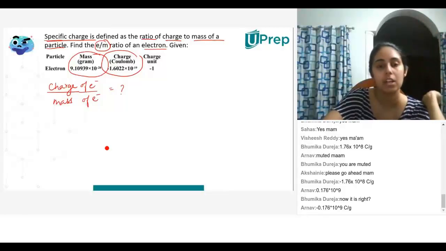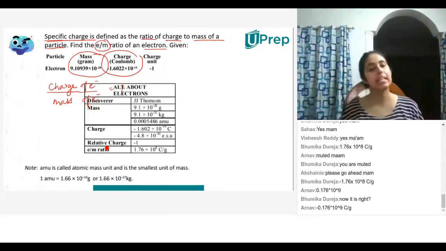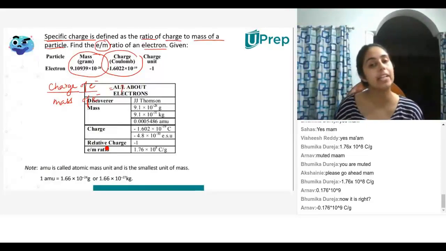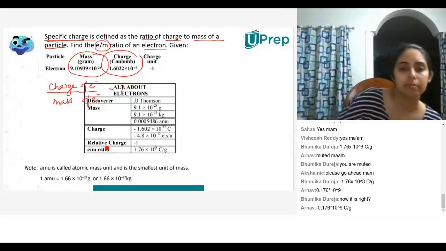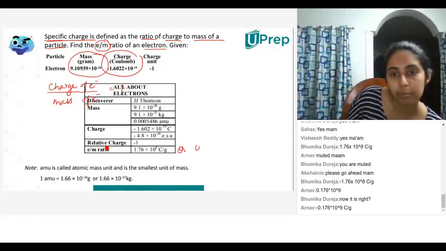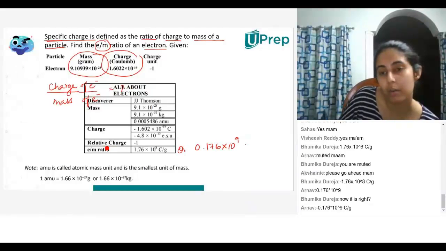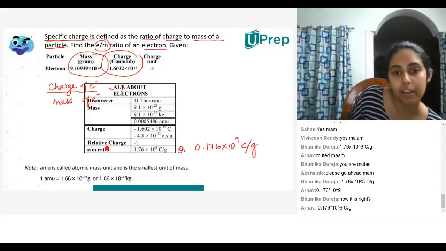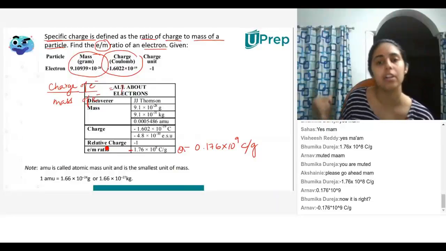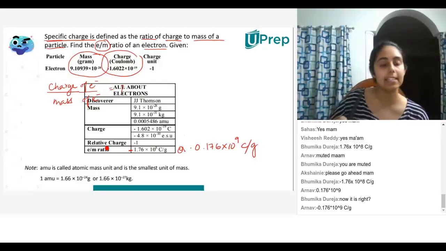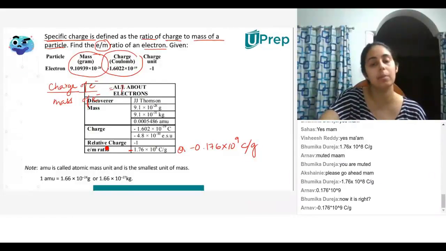Okay. So yeah, the E by M ratio is 1.76 into 10 to the power 8 coulomb per gram, or even this answer is correct, 0.176 into 10 to the power 9 coulomb per gram with a negative sign. Even they forgot. Okay, so there has to be a negative sign. But yeah, that is the E by M ratio for electrons.